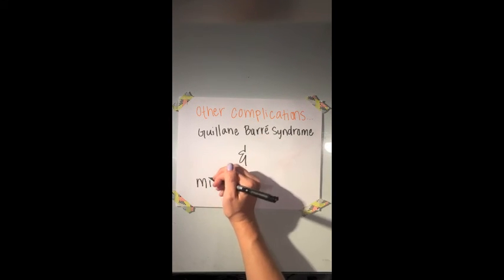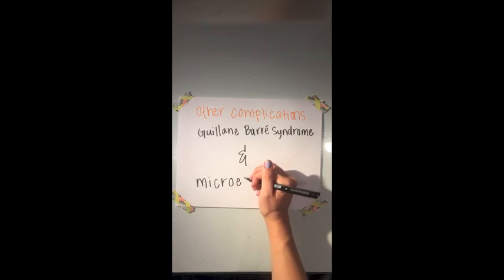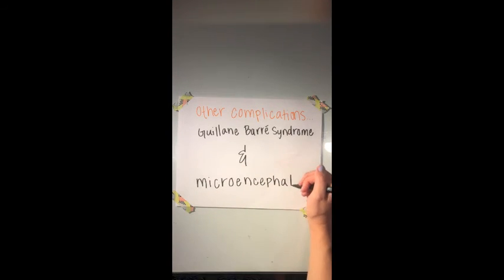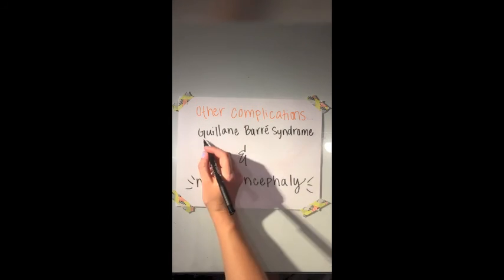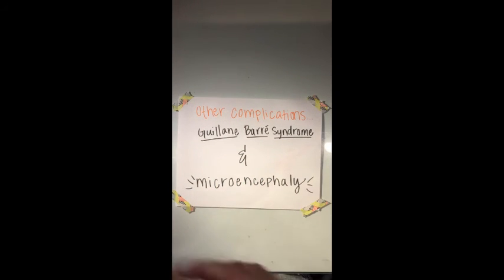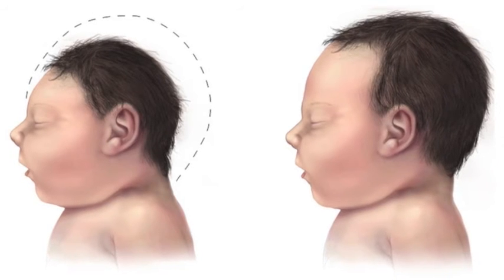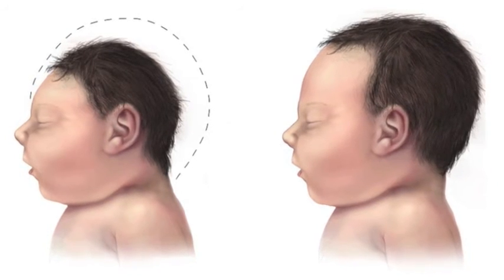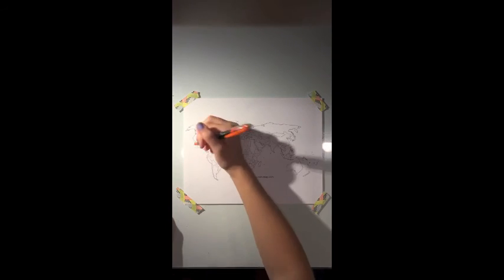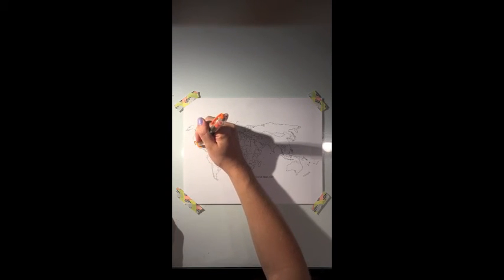And the second is microencephaly, which is talked about a lot in the news and happens when a pregnant woman is infected with Zika and transmits it to the baby. And this can lead to further complications in the baby's health. This image shows you what microencephaly looks like. This map shows the areas where there is active Zika transmission.